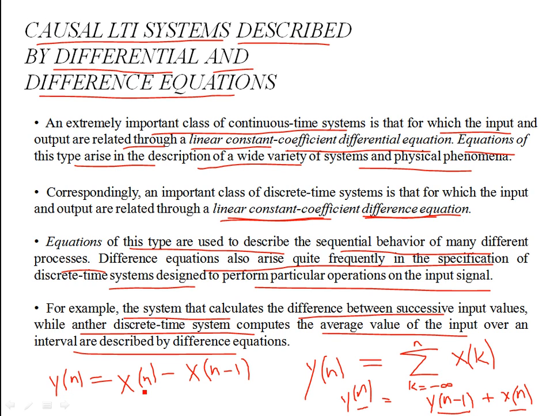These difference and differential equations are implicitly describing the behavior of the system, but not explicitly how the input is related to the output. How would you define y of t in terms of x of t, or y of n in terms of x of n? Then you have to solve the difference equation. We are going to look at how these equations can be solved in a classical manner.